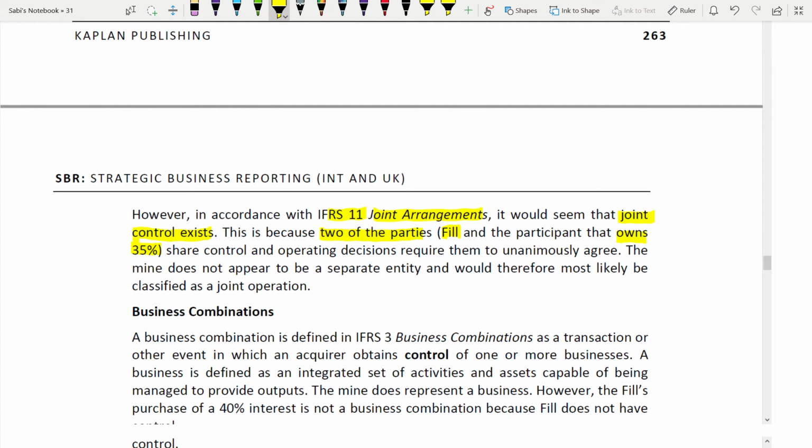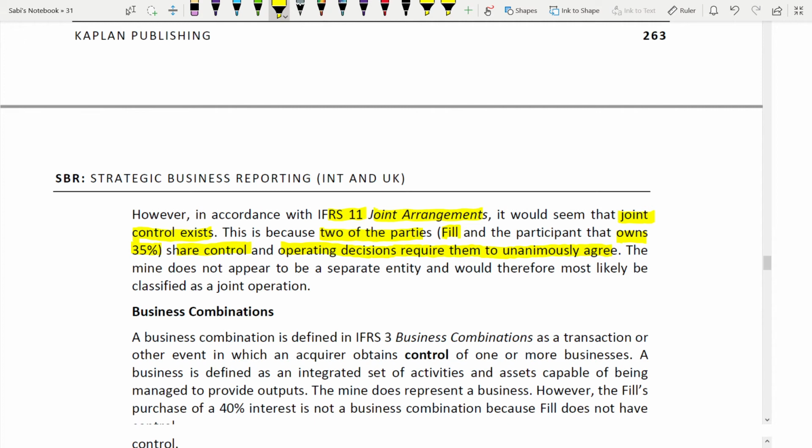They share the control. So Phil and the participant that owns 35% share control, and operating decisions require them to unanimously agree. You have to write this word, unanimously agree. Together they have to agree to make any operating decisions, not one person. This word has to be there when it is a joint arrangement to show that they have joint control. So the mine does not appear to be a separate entity.